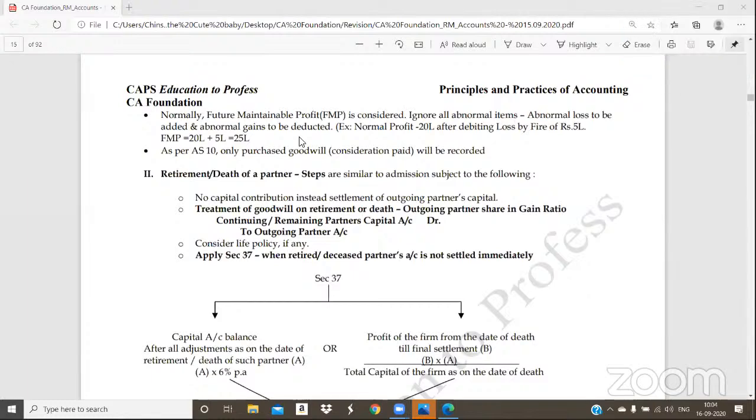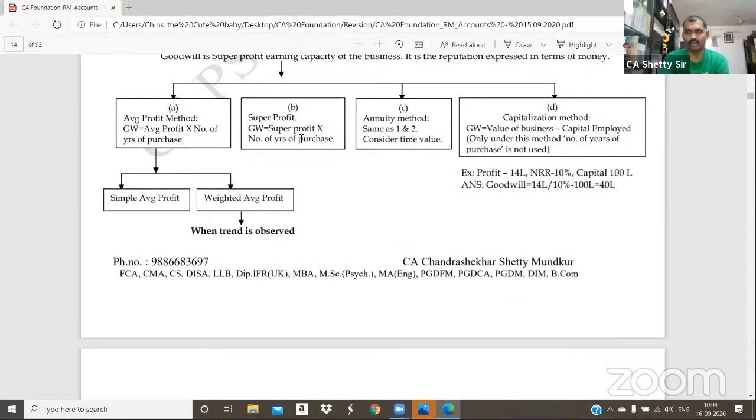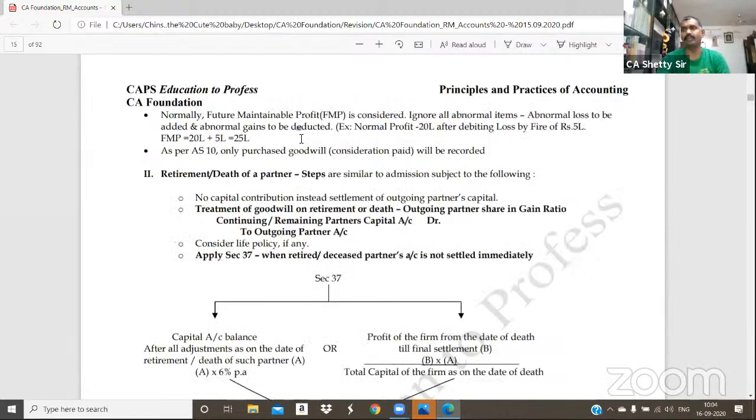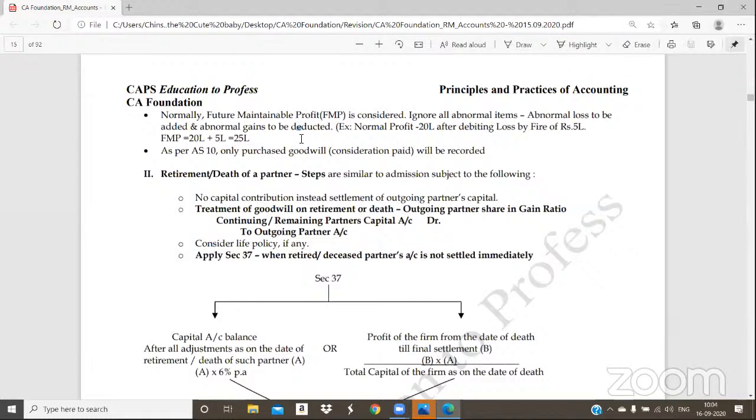Valuation. These methods are available here in your notes. Normally, future maintainable profit is considered. Ignore all abnormal items: abnormal loss is to be added and abnormal gain is to be deducted. Normal profit is 20 lakh after debiting loss by fire of rupees 5 lakh. So future maintainable profit equals 20 lakh plus 5 lakh, that is 25 lakh.